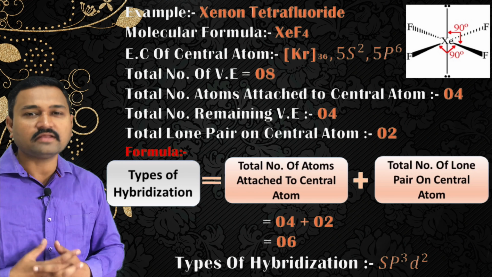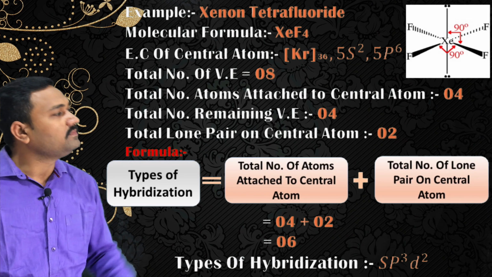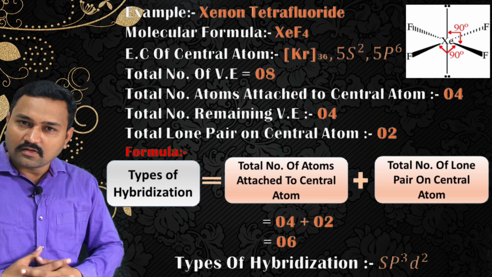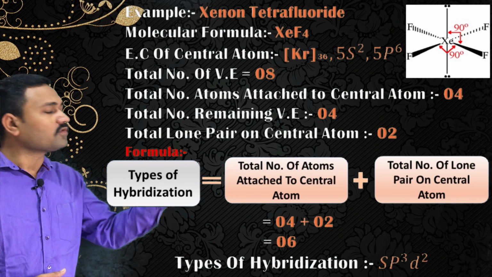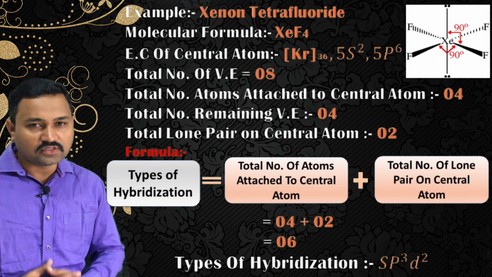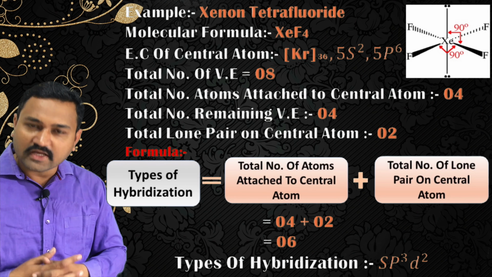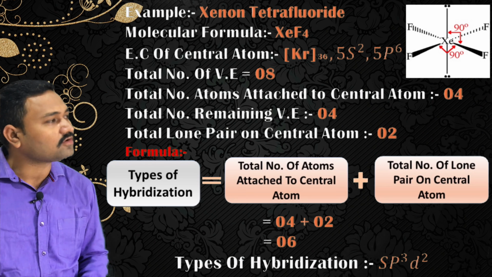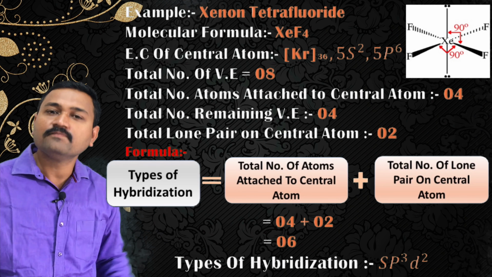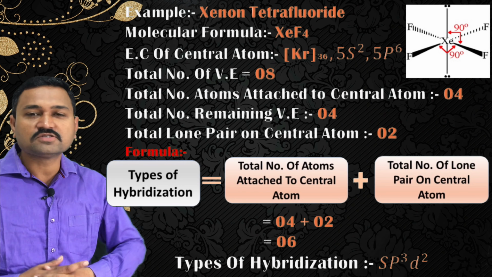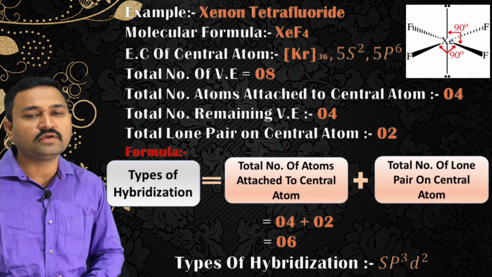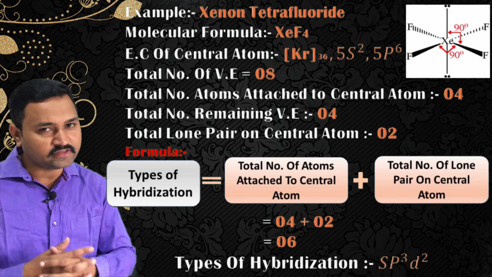So the remaining valence electrons on the xenon will be equal to 4. Hence, the total number of lone pairs of electrons on the xenon will be equal to 2, as it contains the 4 remaining valence electrons. Therefore, there will be 2 lone pairs present on the xenon atom, because we know that each lone pair contains 2 electrons.